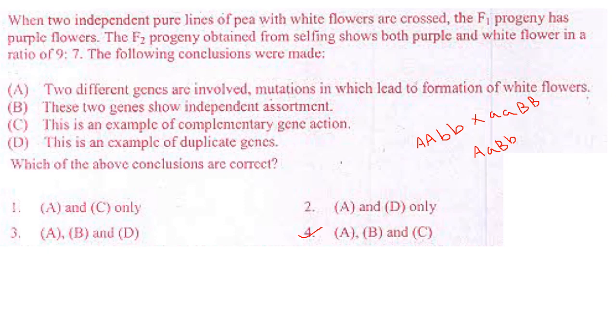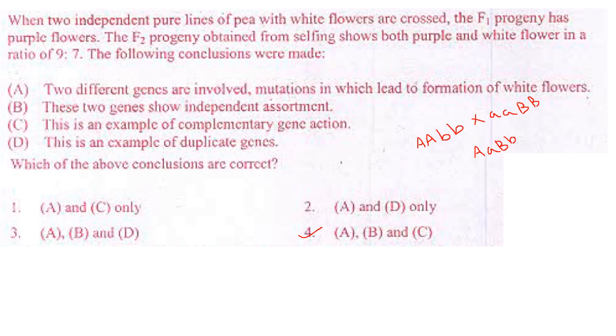So we will take it as capital A, small b, crossed with small a, capital B. Now upon crossing, you will get capital A, small a, capital B, small b. This is the F1 progeny and this is purple in color.